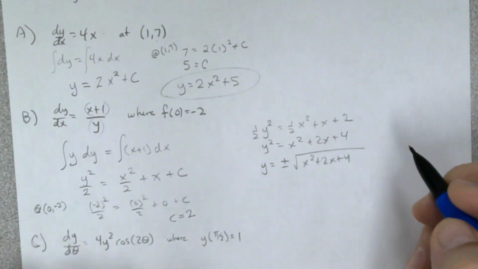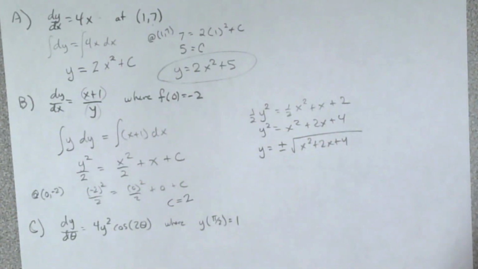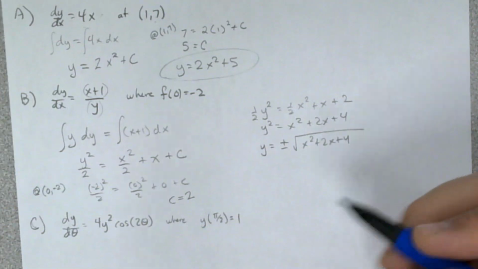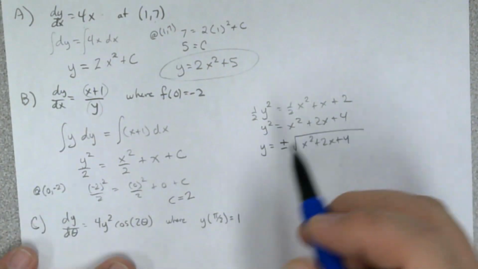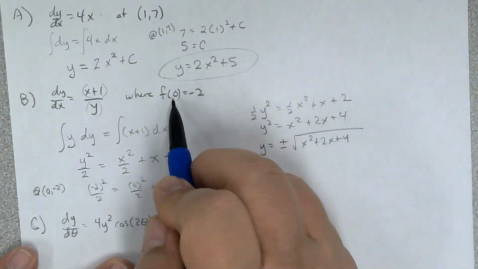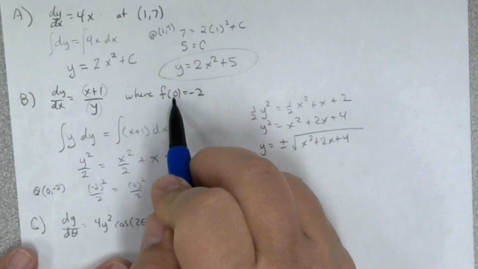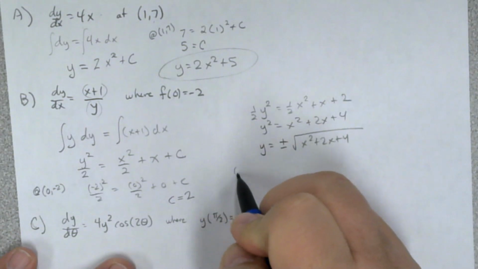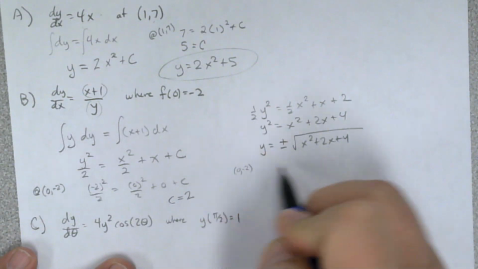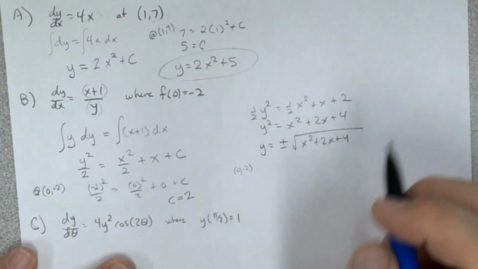And so at this point, which one do I choose? This is that plus or minus concept that we had before, and this is how you take care of it. You have to look at the initial condition. I'm looking for the one where when x was 0, y is negative 2. So just simply plug in the point again into this and choose the sign that gives you the correct answer.